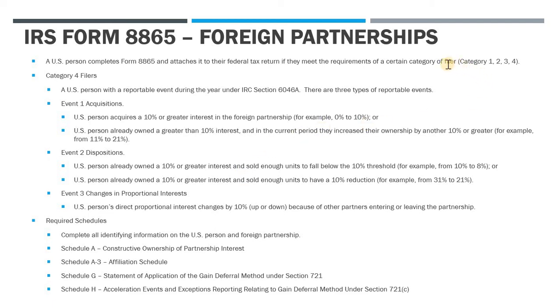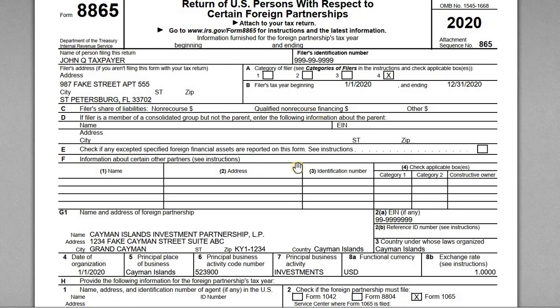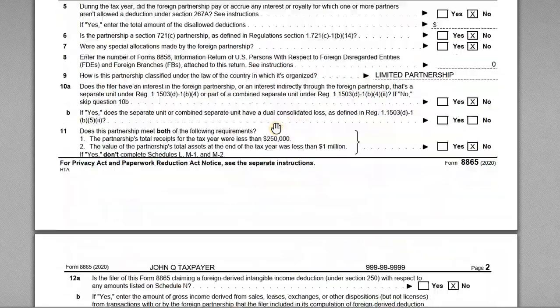So it's really important first to highlight whether you're a U.S. person or not, whether you have an interest in a foreign partnership, and what type of category filer you are, right? So for filing this form, there's category 1, 2, 3, and 4 filers. Each type of filer has different thresholds, and each type of filer has different types of reporting requirements within the 8865.